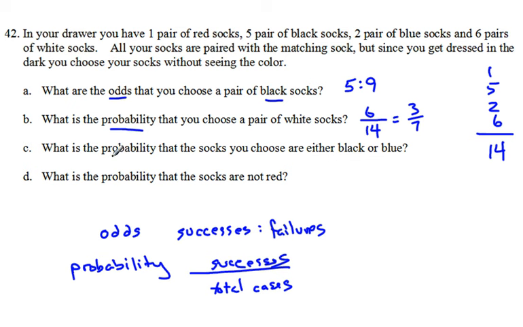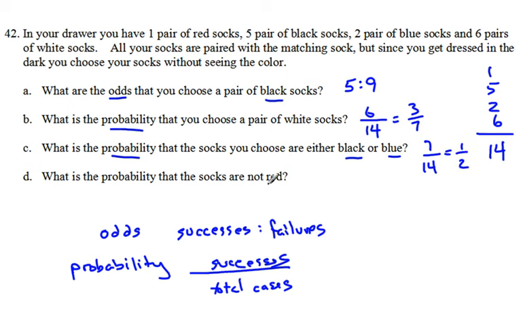In part C, we're doing probability again, and we want to see that they're either black or blue. So let's see, I have 5 black and 2 blue. So I have 7 ways of being successful out of a total of 14, which reduces to 1/2.